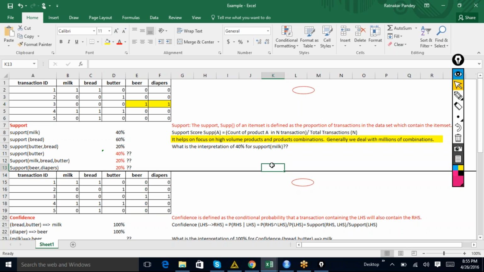Everybody clear on how support is defined? Richa confirms, Devesh confirms, okay. Unmil is fine. I guess everybody is more or less fine with this. That's great. It's very important that you also understand the rationale for why we calculate the support. So can anybody rephrase why we need to calculate the support level for a market basket analysis?